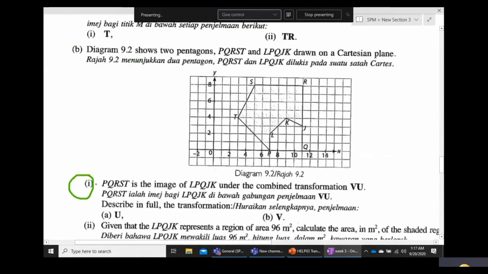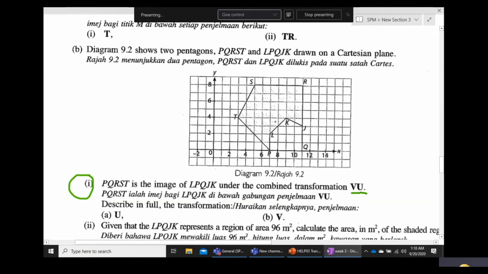Here, PQRST. Where is PQRST? PQR is the big one, the big one is the image of LPQJK. This one is the image. Now there are two transformations here, V and U. Two, U first, followed by V. So this one you have to be careful.